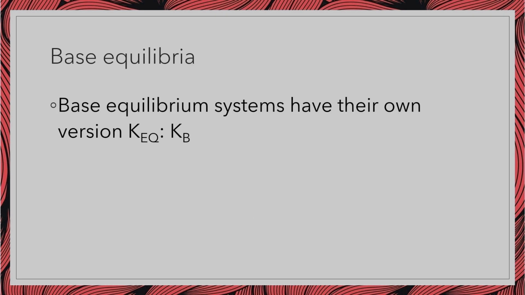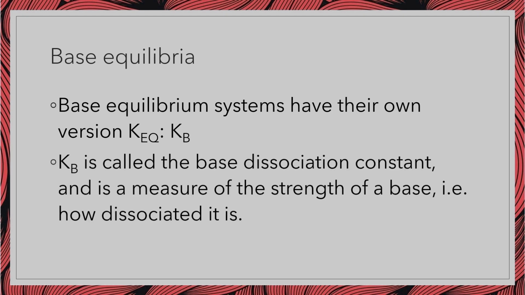Base equilibrium systems, they have their own KEQ as well. It's called Kb. And Kb is called the base dissociation constant. And it's a measure of the strength of a base, i.e. how dissociated the base is.